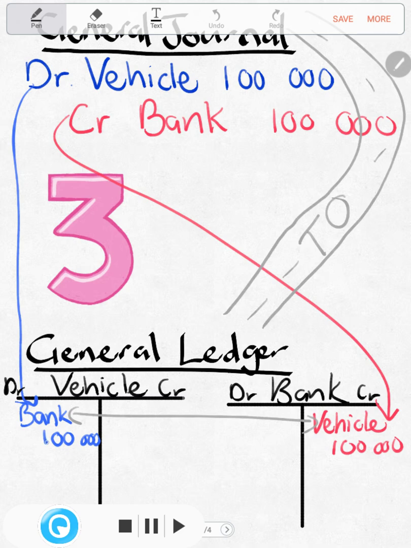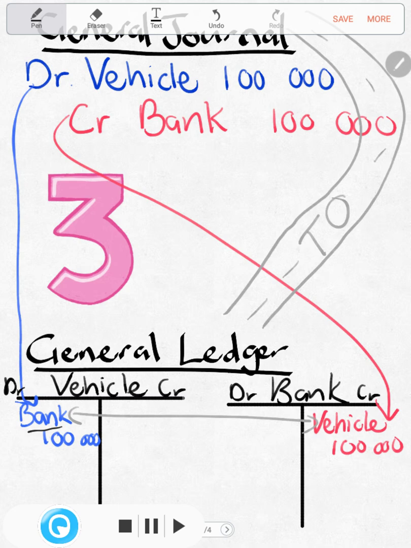Now in this case, I debited vehicle and I credited bank. So my cross-reference would be bank. And then in the bank account, it said in the journal, go to the bank ledger account, which I've done, and write on the credit side, so that's on the right-hand side, write down 100,000. What do you write in the description column? You write down the contra account. The contra account is the other side of the entry. I've credited bank. Where will I find the other 100,000? I'll find it in the vehicle ledger account.